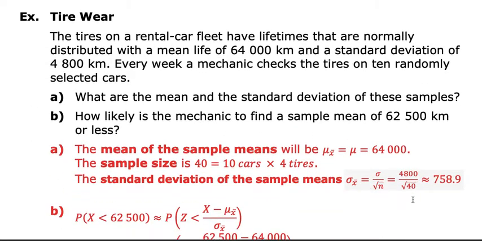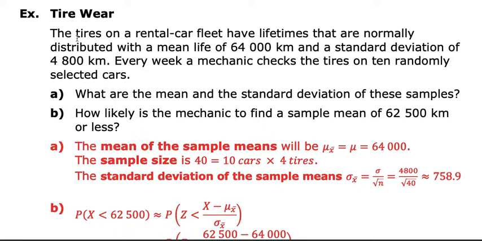We're going to look at an example from the textbook. Example, tire wear. The tires on a rental car fleet have lifetimes that are normally distributed with a mean life of 64,000 kilometers and a standard deviation of 4,800 kilometers. Every week, a mechanic checks the tires on 10 randomly selected cars. What are the mean and standard deviation of the samples? How likely is the mechanic to find a sample mean of 62,500 kilometers or less?